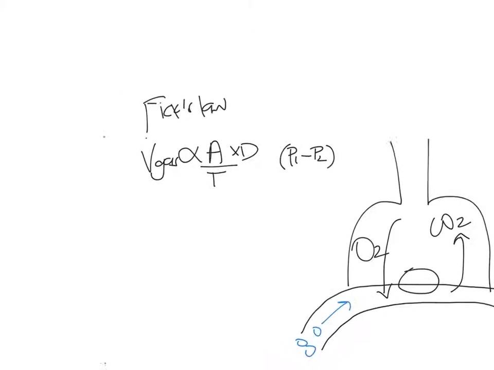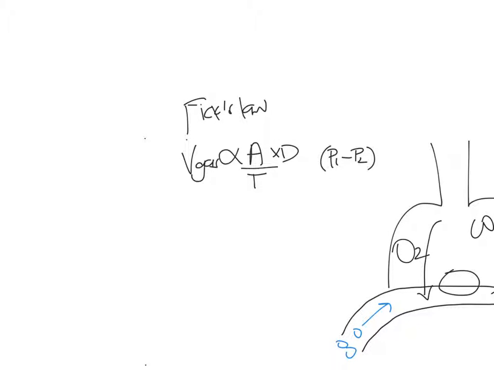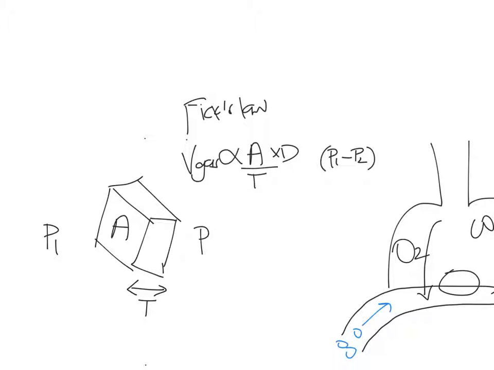Let's have a look at this in graphic format. Here is our 2-cell thick blood-gas barrier. This is the area available for transfer. This is the thickness, partial pressure of gas on one side, and the partial pressure of gas on the other side. So Fick's law is describing the rate of transfer for, say, the oxygen moving in and the rate of the carbon dioxide moving out. But what about the D?